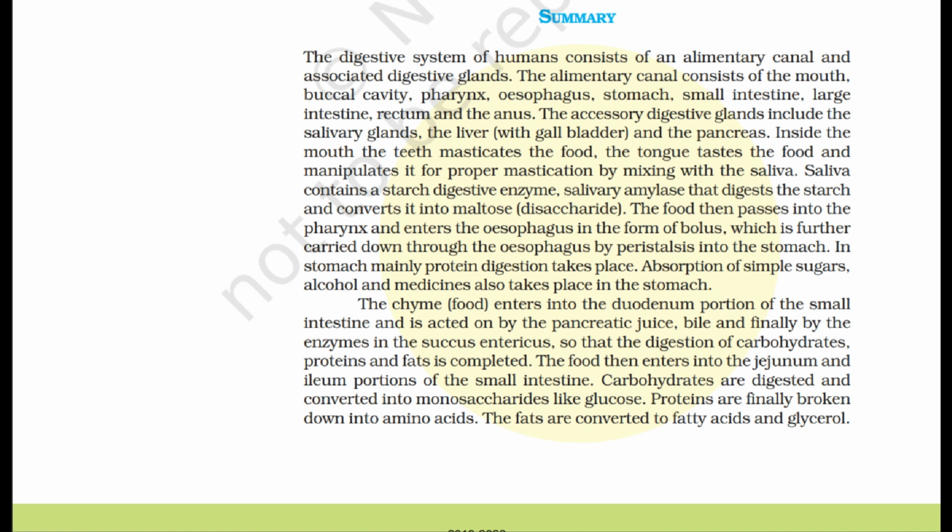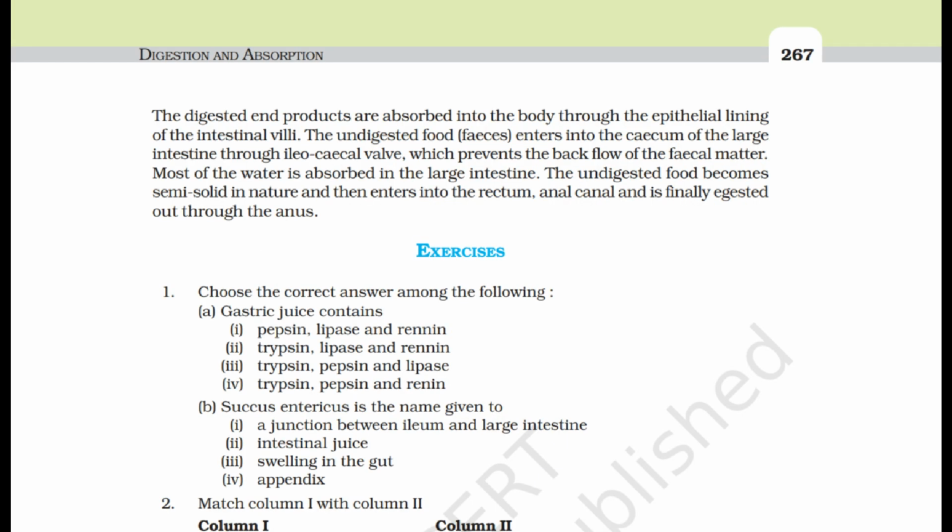Carbohydrates are digested and converted into monosaccharides like glucose. Proteins are finally broken down into amino acids. The fats are converted to fatty acids and glycerol. The digested end products are absorbed into the body through the epithelial lining of the intestinal villi.